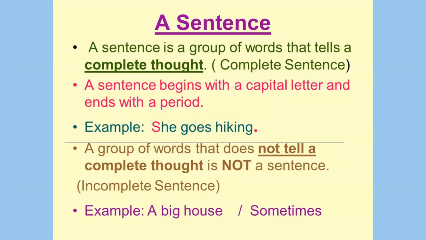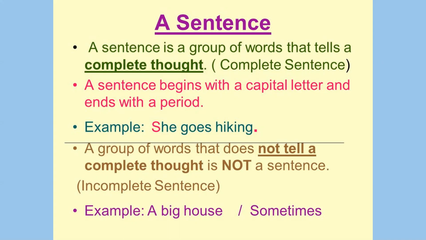A sentence is a group of words that tells a complete thought. So, a complete thought, a complete idea is being given to us. A sentence begins with a capital letter and ends with a period, that is, a full stop. So, when we are writing sentences, the first letter we are always writing in capital and we are ending that particular sentence with a full stop.